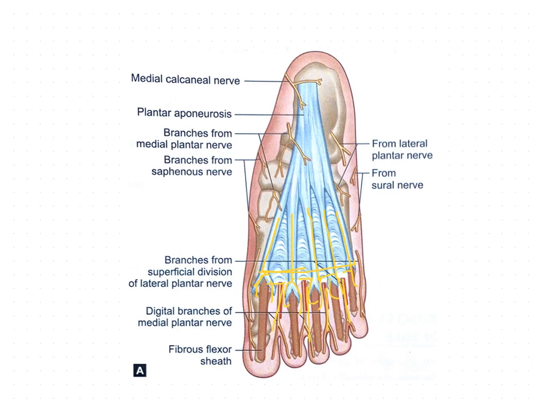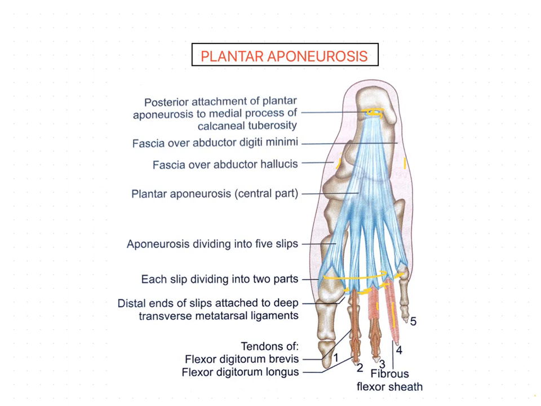Okay, now we will see again the deep slip, which is divided further into 2 slips, which embrace the flexor tendons. Here you can see the flexor tendons in the second digit: the tendons of flexor digitorum brevis and flexor digitorum longus. So this embraces the flexor tendons, and finally it blends with the fibrous flexor sheaths.